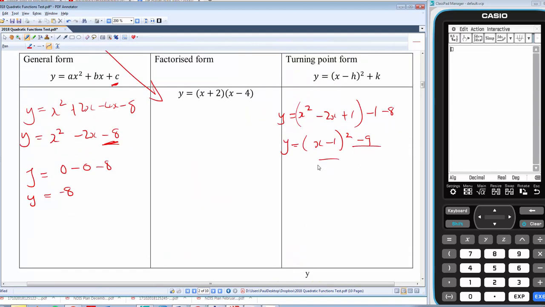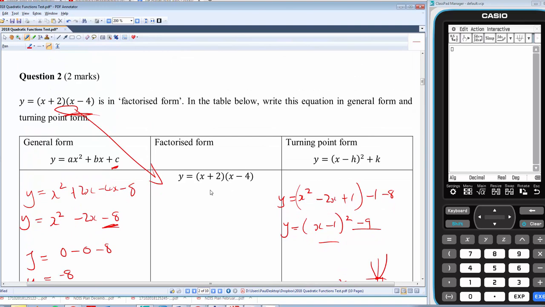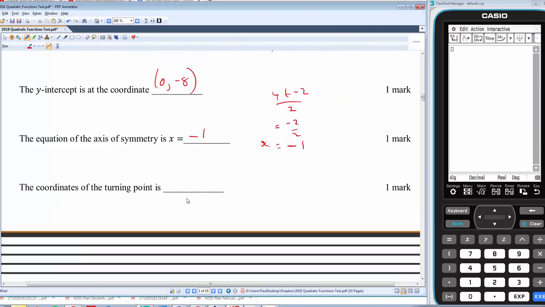And the coordinates of the turning point, well, this is the turning point here. What that does is this moves the standard y equals x squared parabola 1 unit to the right and 9 units down. So the x squared parabola will have a turning point there. It moves it 1 to the right and 9 down. So the turning point is going to be 1, negative 9.